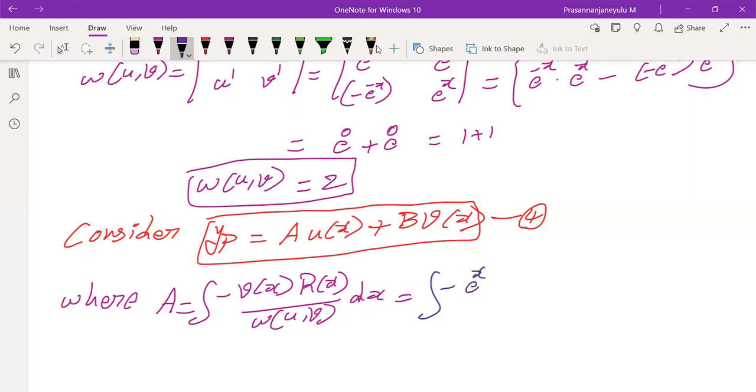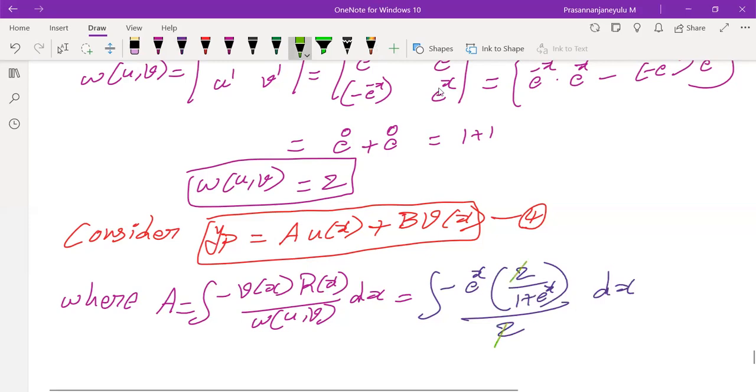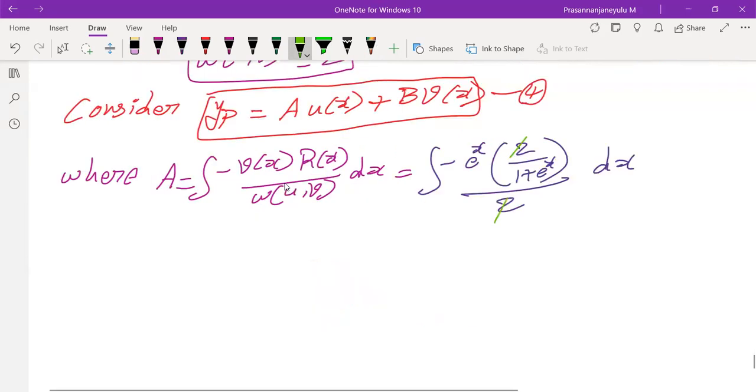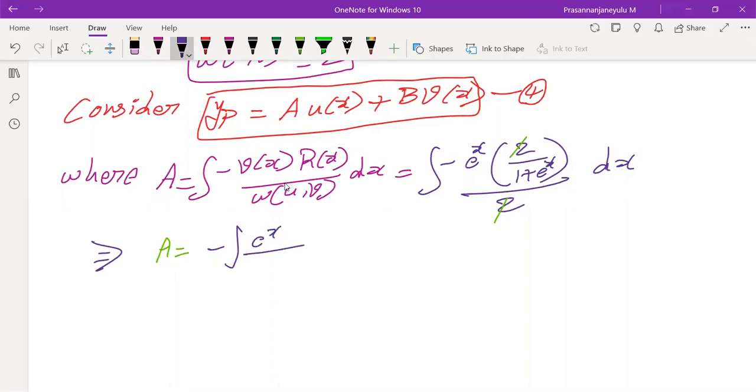R value is 2 by 1 plus e power x. By, what is the denominator part? W value is also 2. So if we do simplification, this 2 gets cancelled with this 2. Then how can we write this? A equals minus, bringing outside, integration of e power x by 1 plus e power x into dx. What we discussed, how to find the integration?